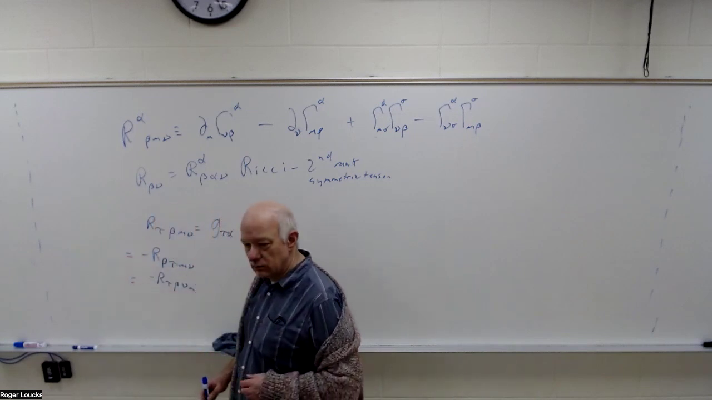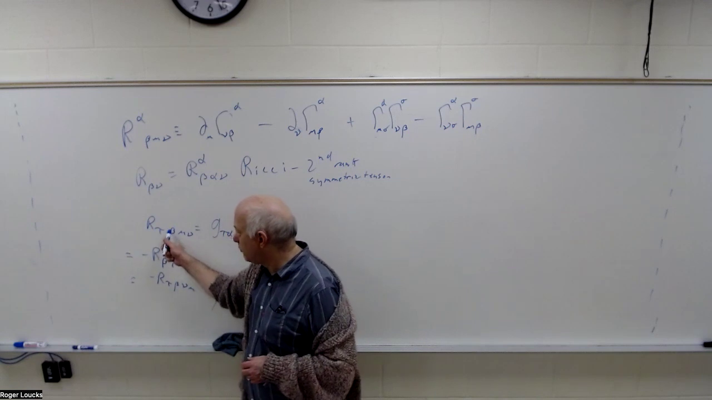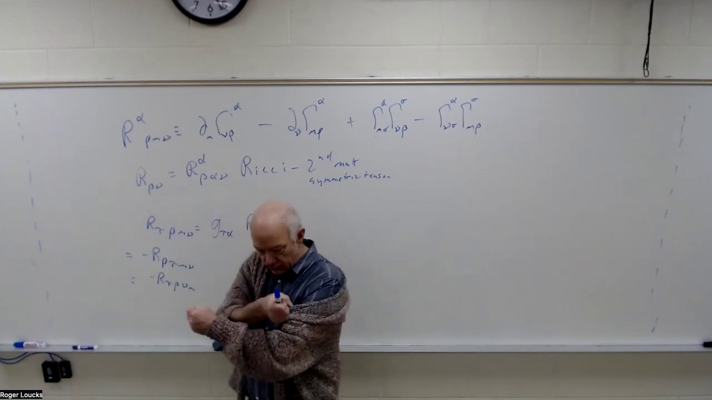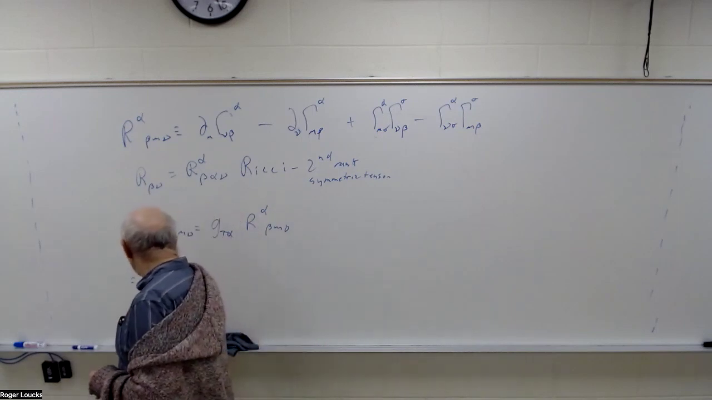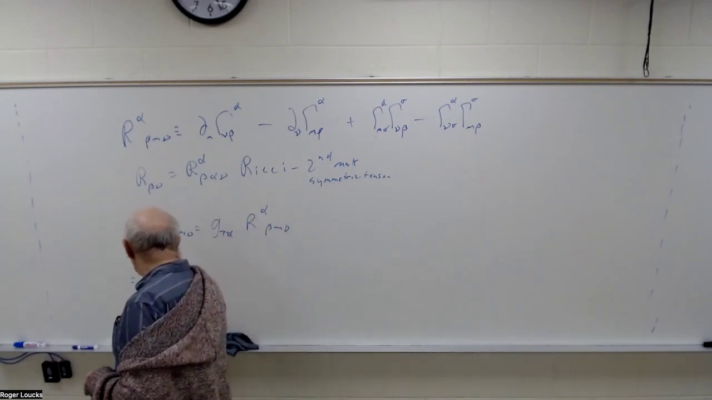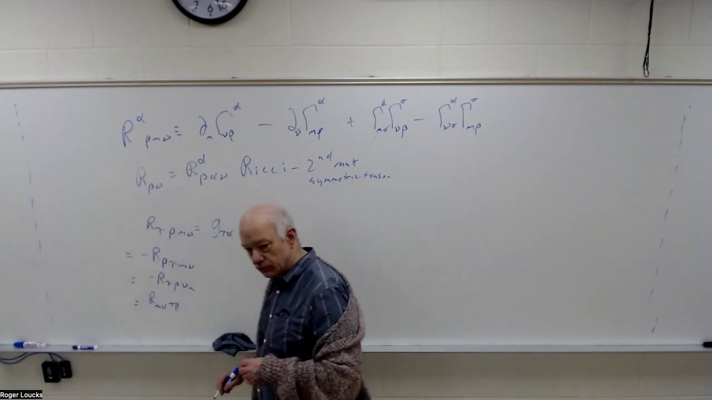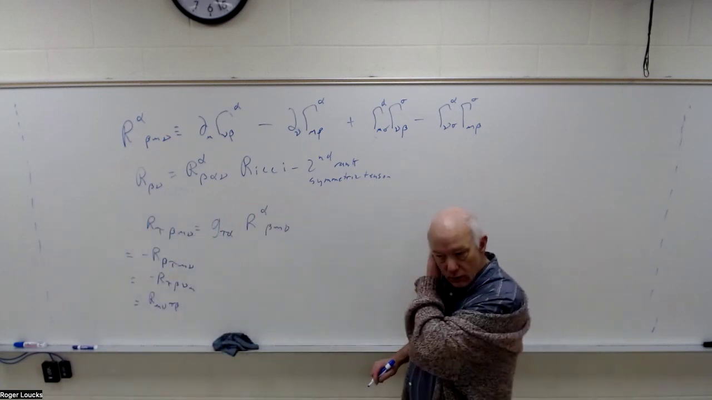And then what happens if I take the tau beta and the mu nu and switch them like this? That's symmetric. So this is going to be R mu nu tau beta. This is symmetric in this. And our homework is proving all of these, right?